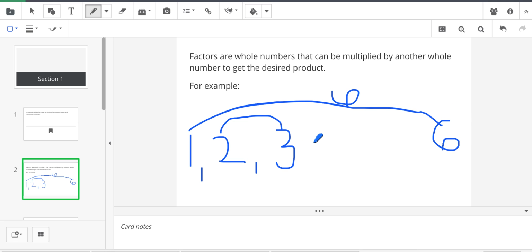And if I have the number 4, I don't think any number times 4 is going to get me 6. And I don't think number 5 times anything is going to get me 6. So 1, 2, 3, and 6 are going to be my factors to get to my desired product right here, which is 6.